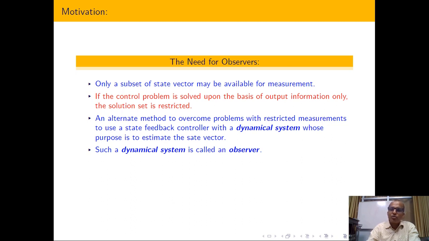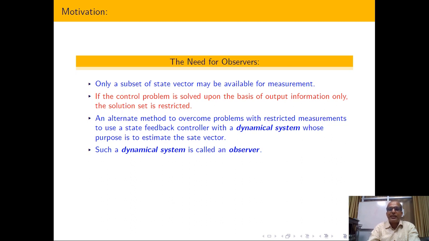So most of the time you have just partial information, and if the control problem is solved on the basis of output information, then the solution set is restricted. I have already shown this with a very simple physical example, a second order system, where there is a restriction. If you go to a higher order system, more difficulty comes into the picture, and for that reason you have to learn observer design.